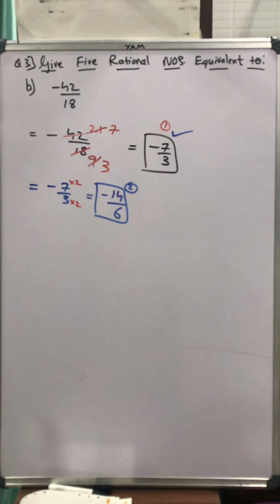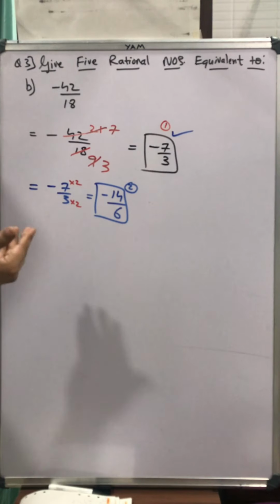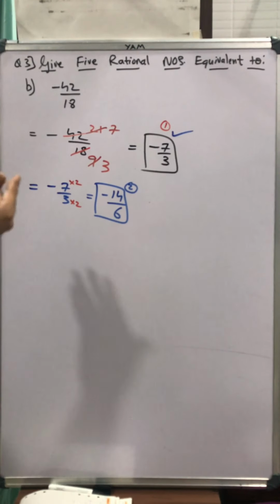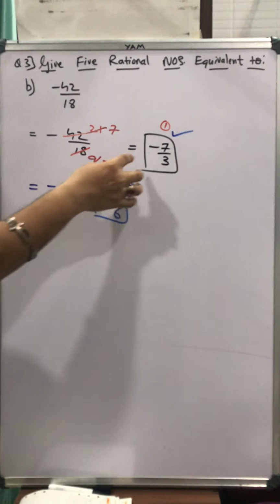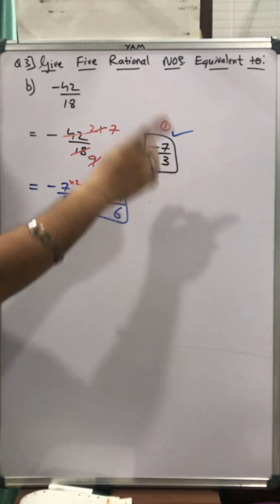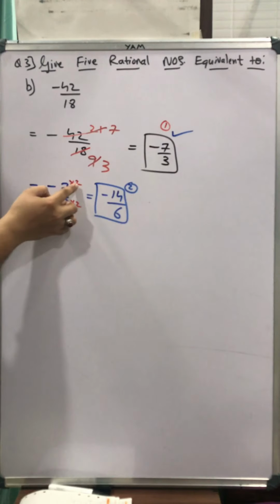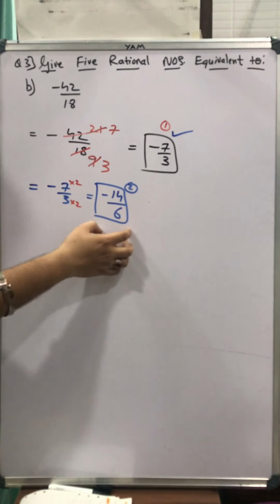So understood? Please see here. How am I getting other rational numbers? I'm starting my solution with the reduced form. The reduced form itself is my first rational number. Then I just multiply 2 with the numerator and denominator. I got the second one.